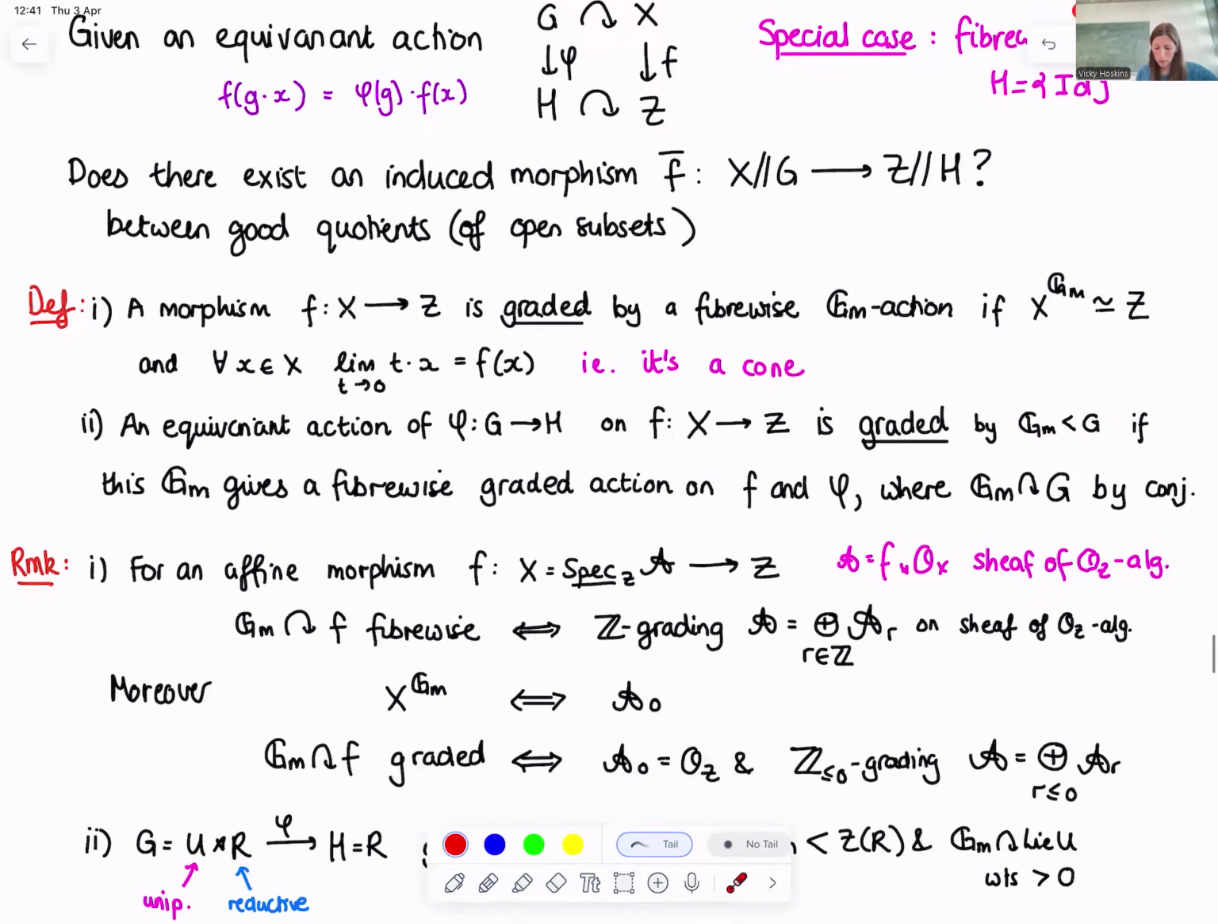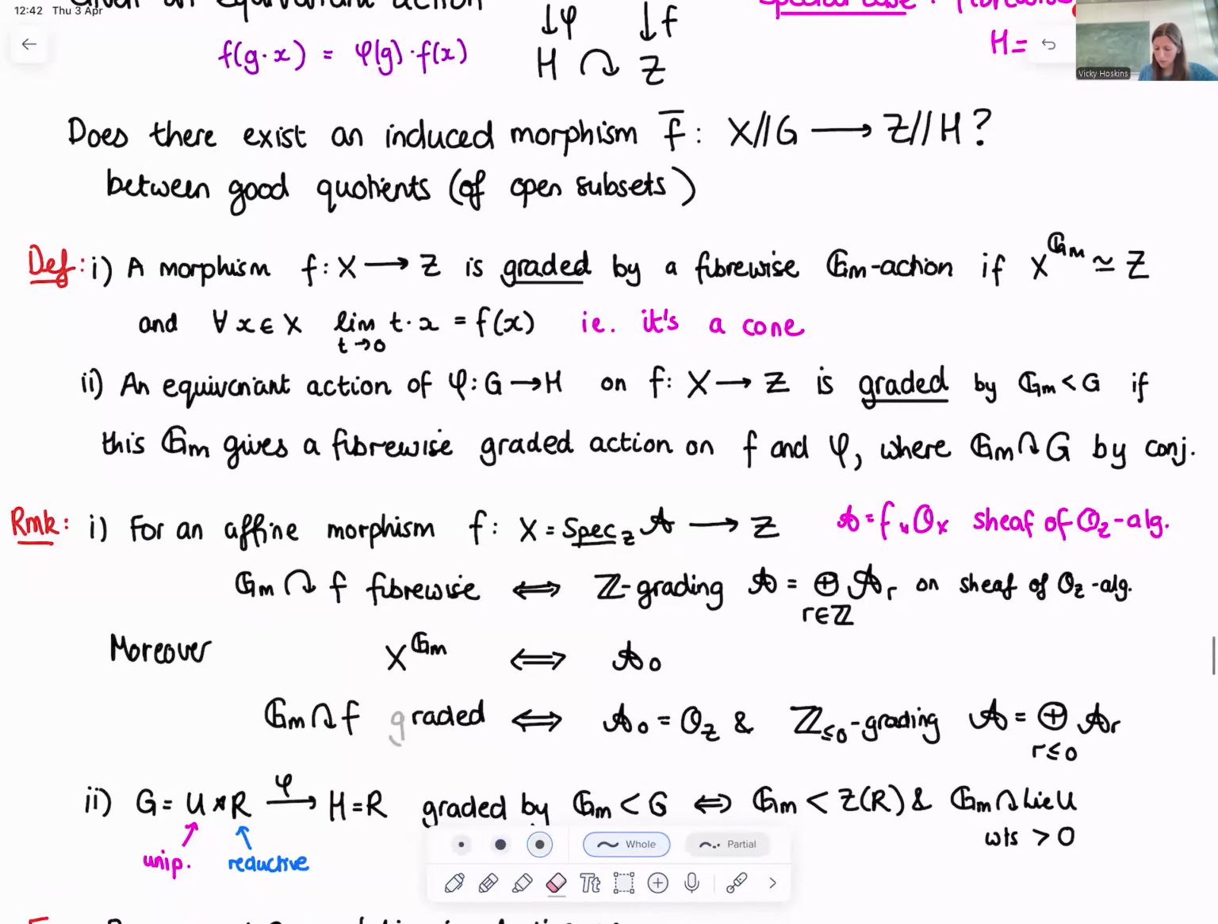So if you've got an affine morphism, so I'm writing X as relative spec of some sheaf of OZ algebras, then GM acting fiber-wise on F corresponds to a Z grading of this sheaf of algebras. And the fixed locus corresponds to the 0th graded piece. Then the action being graded is just saying that it's concentrated in degrees which are less than or equal to 0, and the 0th piece is OZ.